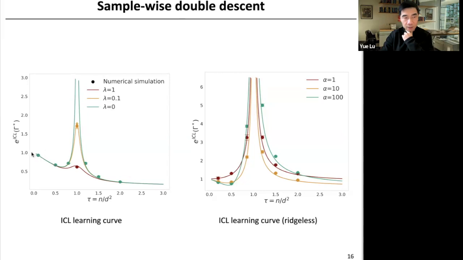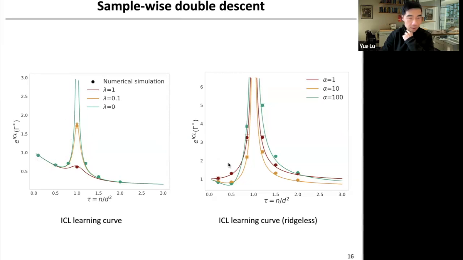So lambda equals 0 means we're doing a ridgeless regression problem. And you can see that there is a double descent phenomenon at tau equal to 1. When N is exactly equal to D squared, the generalization error goes to infinity. And the dots are the simulation results when we train a linear transformer. The purpose of this figure is to show, first of all, that the theoretical prediction accurately captures the actual performance of this learning problem, and second, that there is a double descent phenomenon.